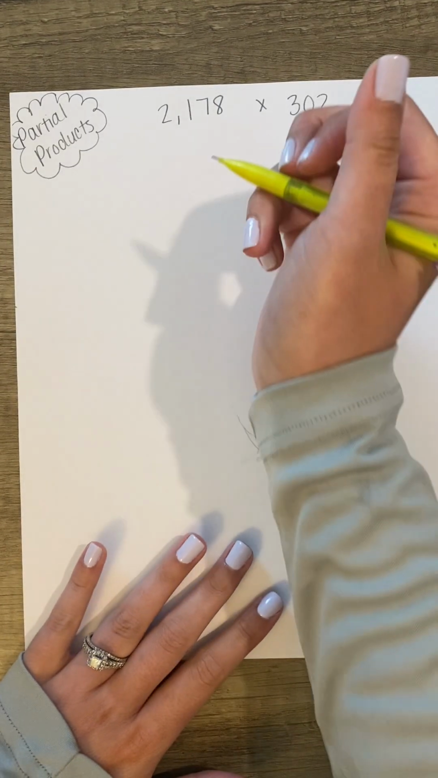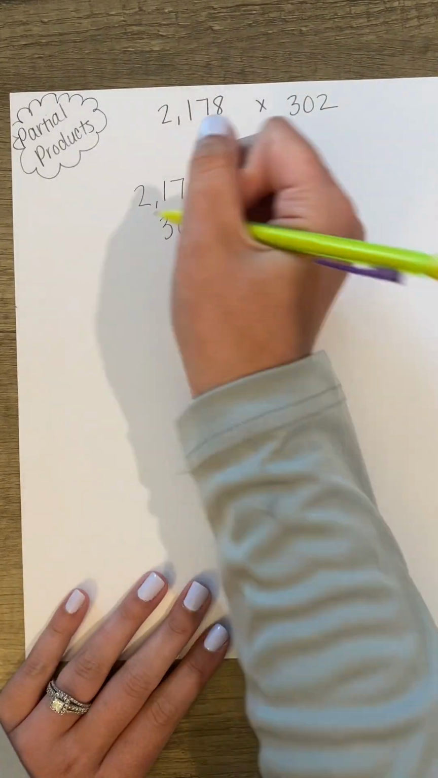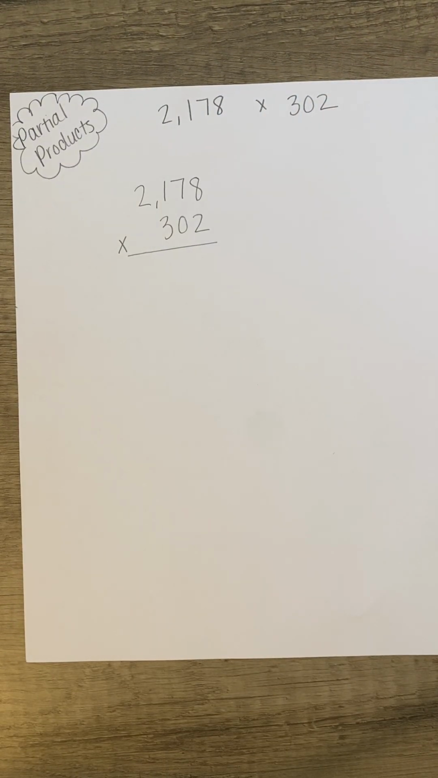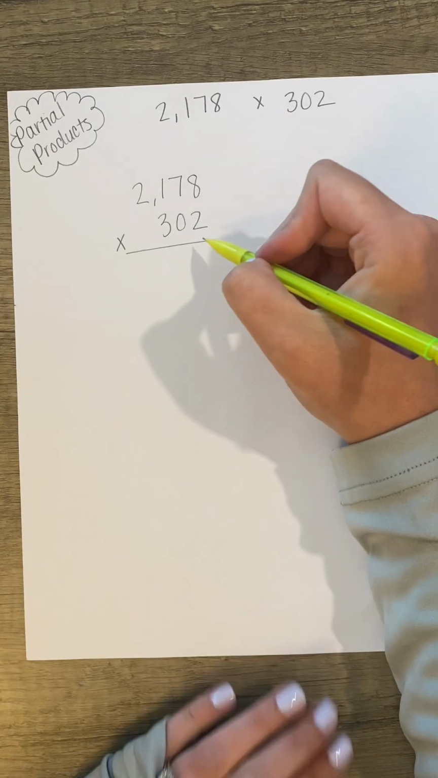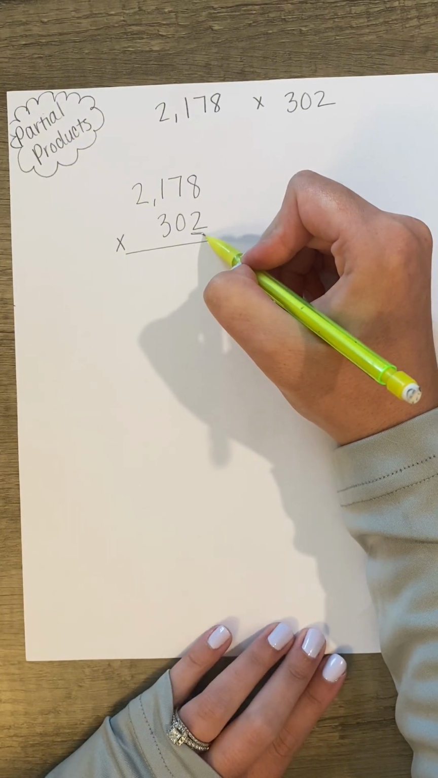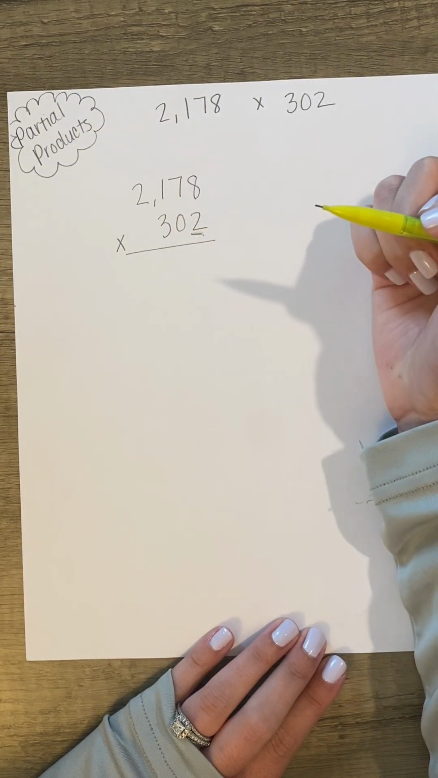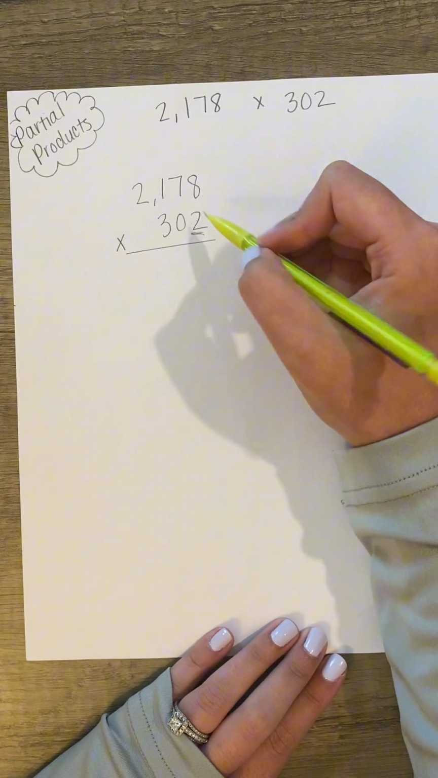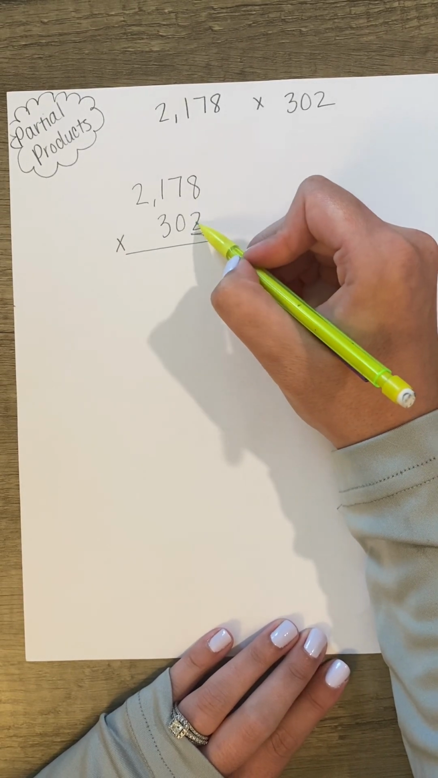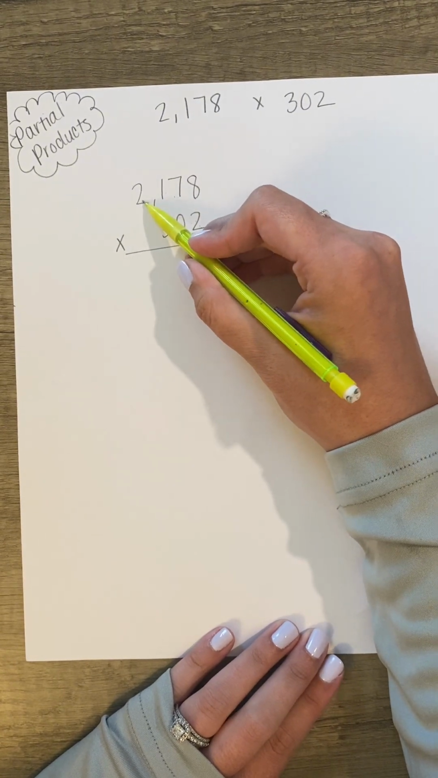So we're going to set it up just like the standard algorithm, more digits on top. If you remember from the previous partial products problem, we're going to multiply by values now. So we're still going to start with this 302, specifically the 2, but we're multiplying it by the values of each number above it instead of just the digit. So 2 times 8, 2 times 70, 2 times 100, and 2 times 2,000.